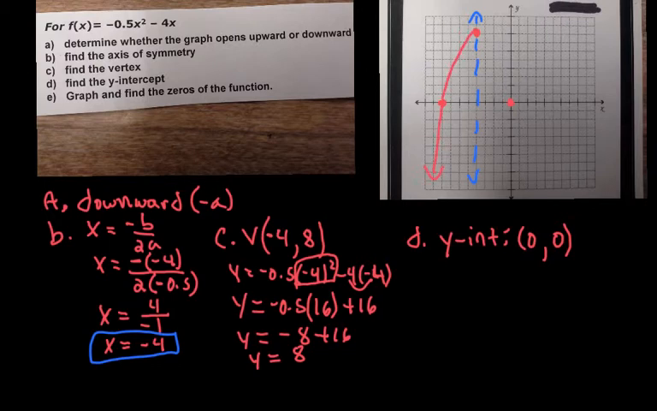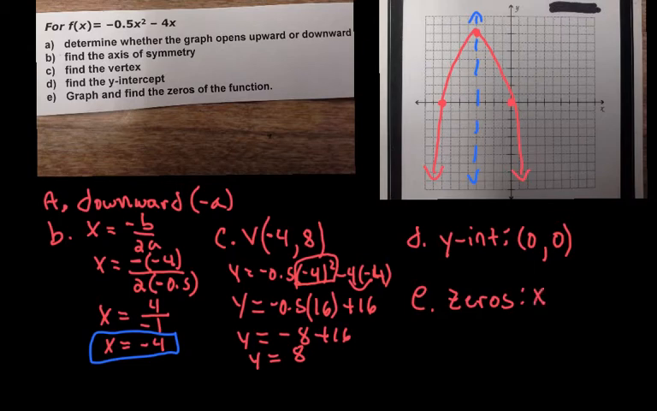Now for the zeros, this is part E. Part E, you're looking for the zeros or the solutions or x-intercepts. To find those solutions, zeros, you look where the parabola crosses the x-axis. So we have one here and we have one here. We're just looking for the x value. Okay, so we have 0, the origin, and then we have negative 8 over here. So those are your zeros.